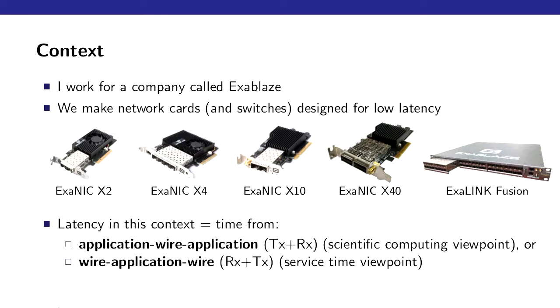Basically, all our stuff is designed for low latency. What we mean in this context by low latency is the time from something going in to something going out. It's usually measured from application to wire, or wire to application. In a scientific computing context, you've got an application on one node and an application on another physical computer, and you want to get data from one to the other as quickly as possible. So then the latency is from application to application.